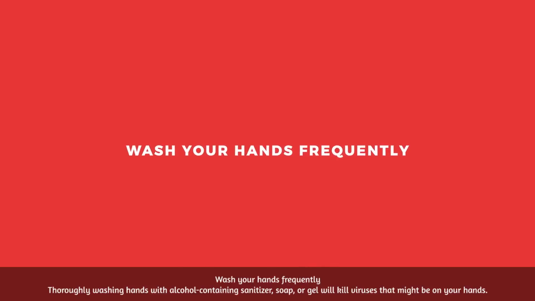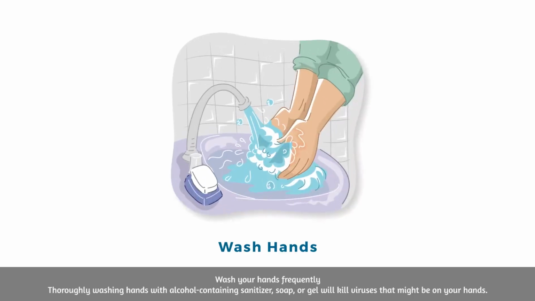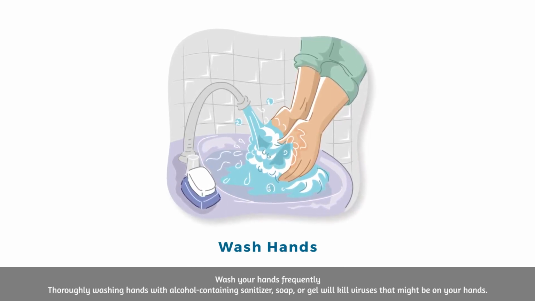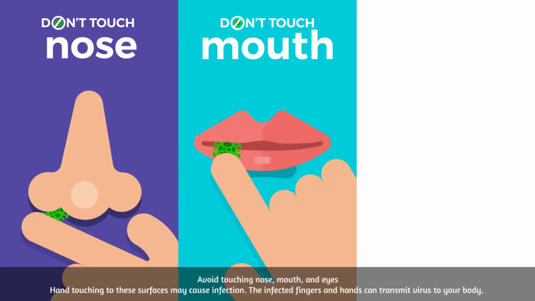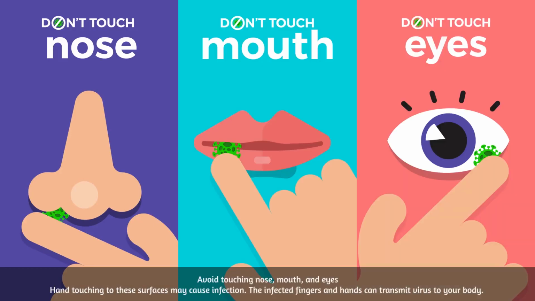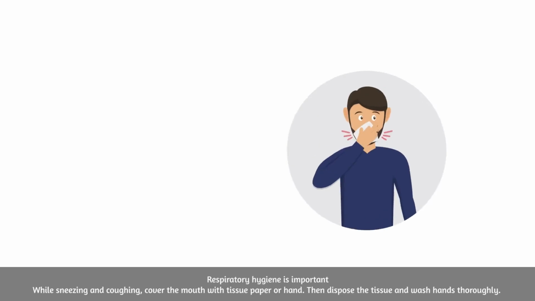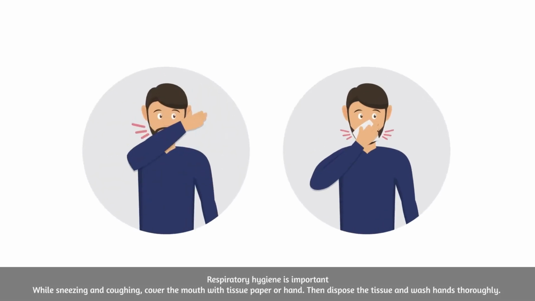Wash your hands frequently. Thoroughly washing hands with alcohol-containing sanitizer, soap, or gel will kill viruses that might be on your hands. Avoid touching nose, mouth, and eyes. Hand touching to these surfaces may cause infection. The infected fingers and hands can transmit the virus to your body. Respiratory hygiene is important. While sneezing and coughing, cover the mouth with tissue paper or hand. Then dispose of the tissue and wash hands thoroughly.